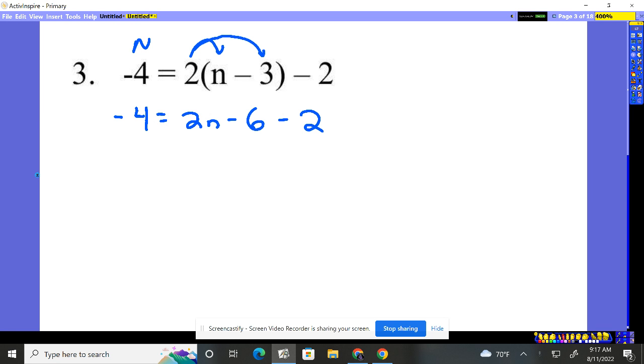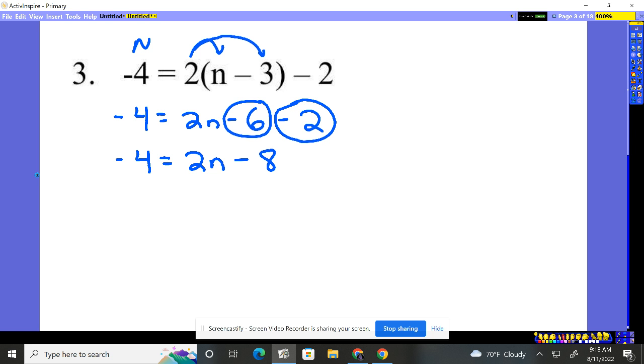Then subtract 2. Now, I want to move all numbers over, but before I move things, I want to combine like terms. So I'm not going to move anybody yet because this -6 can combine with this -2. It only makes sense to put those together before we try moving them. So I have 2n, lose 6, lose 2, you have lost 8. Now it's time to move the number over.